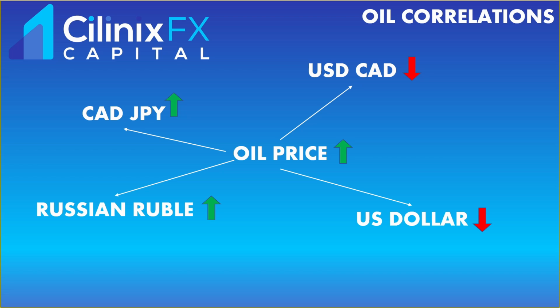And then lastly, we have the positive correlation between the oil price and the Canadian dollar against the Japanese yen. This is for two reasons. First of all, Canada exports a lot of oil, so when the price goes up, they receive more money for their oil. And the second reason is that Japan imports a lot of its oil, so when the price goes up, they actually have to pay more for their oil, and then this Forex pair goes up.